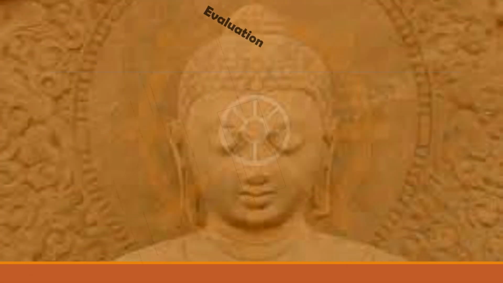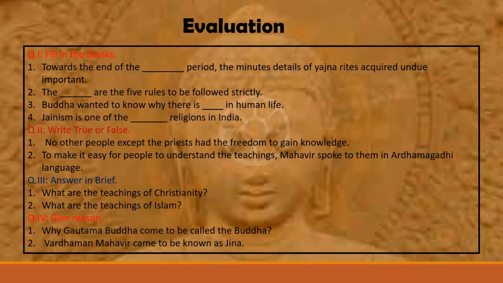Evaluation of our lesson. Fill in the blanks. Towards the end of the dash period, the minute details of yajna rites acquired undue importance. Answer: Vedic. The dash are the five rules to be followed strictly. Answer: Pancha Mahavrata. Buddha wanted to know why there is dash in human life. Answer: sorrow and suffering. Jainism is one of the dash religions in India, ancient.